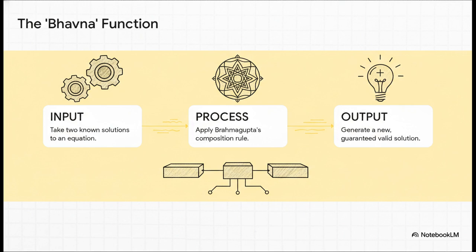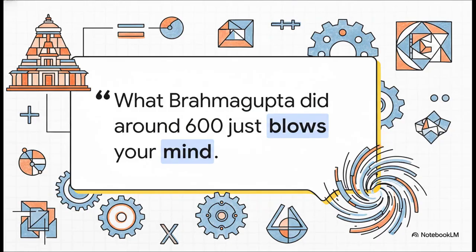An elegant, reusable function that takes valid inputs and reliably produces a valid output, that's the very definition of a well-designed API. This idea of composing existing solutions to generate new ones is so profound that, as a recent Fields medalist put it, it just blows your mind. And get this, it remains a central theme in advanced number theory research today, which just shows you how incredibly far ahead of its time this architectural thinking really was.